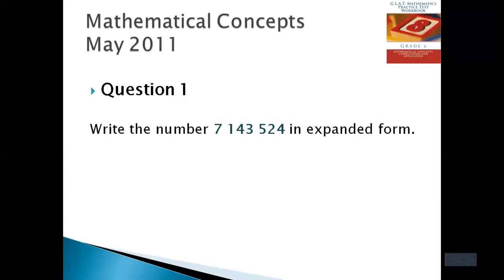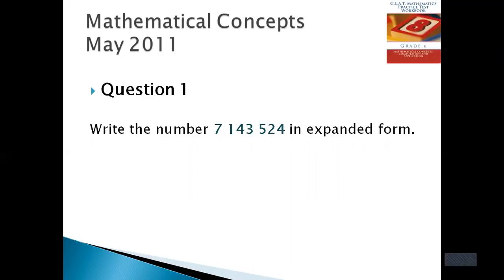Question 1 reads, write the number 7,143,524 in expanded form. So the question is asking us to write this number in expanded form. But first of all, we need to know, well, what is expanded form?